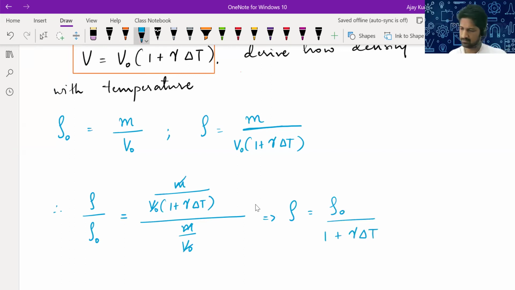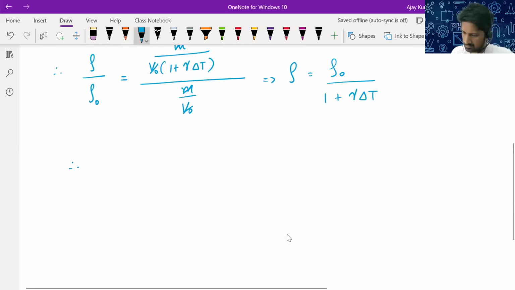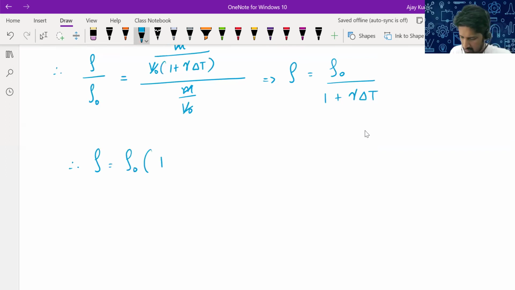Okay, this is correct. But see, the denominator 1 plus gamma delta T, you can send it to the numerator. You can write rho is equal to rho naught into 1 plus gamma delta T whole to the power minus 1. And this is why I asked you to revise what is 1 plus x whole power n. Can one of you quickly tell me what is 1 plus x whole power n approximately equal to, when x is very small compared to 1? 1 plus n into x. 1 plus n into x, correct.